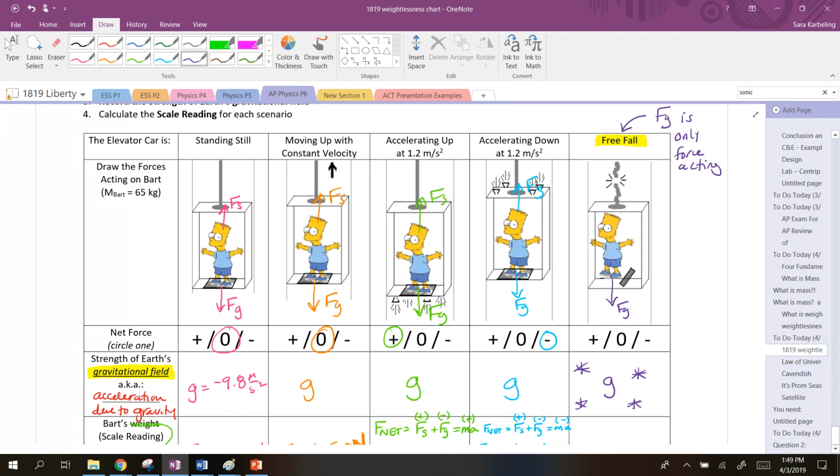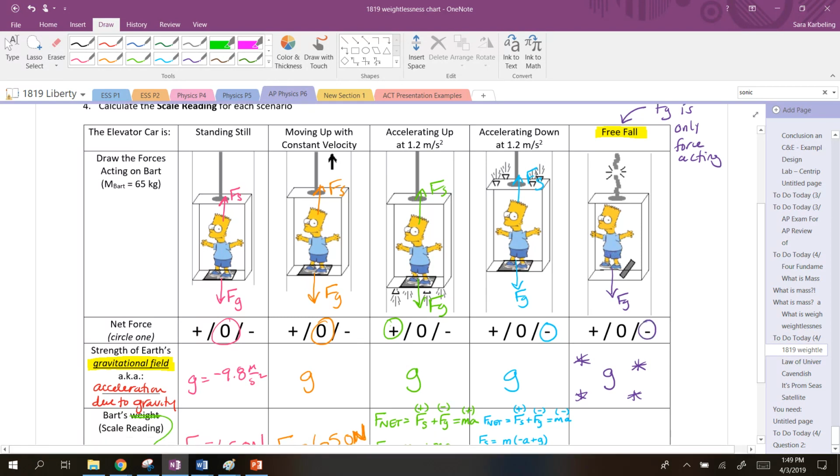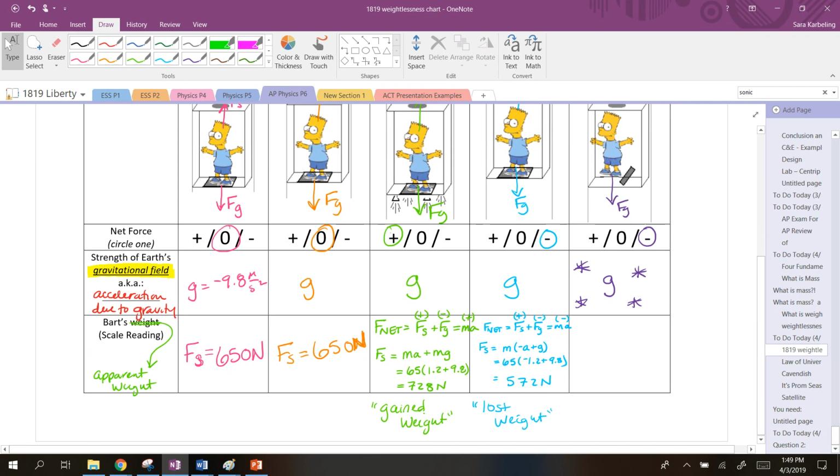What's the net force? Is it positive, zero, or negative in this case? There's only one force, and that force is pulling down. So it's got to be negative. We just said that the gravitational field is still the same. But if we think about it, if the scale is not pushing up at all, what is that scale going to read, friends? 0. It's going to read 0.